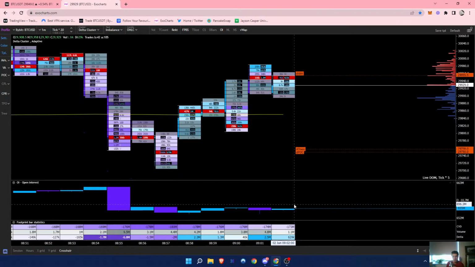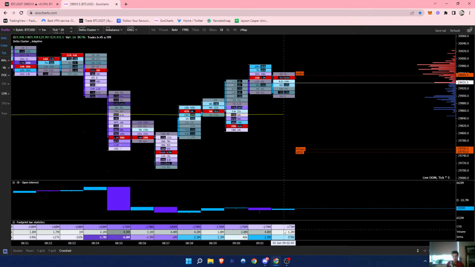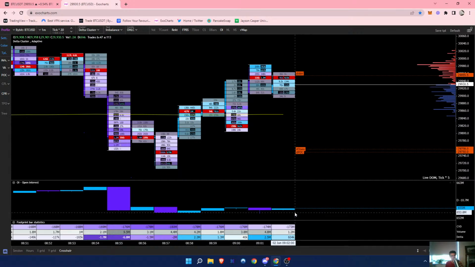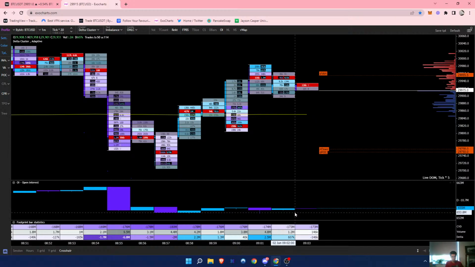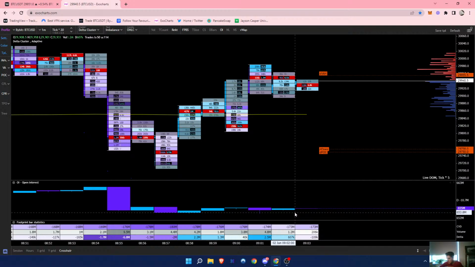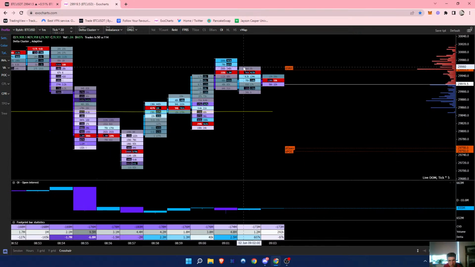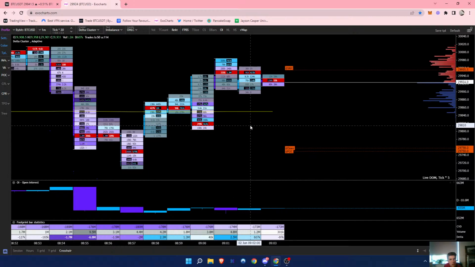Alright, so for this to be a true uptrend, I want to see OI increasing. I want to see some delta coming in, meaning longs coming in. I want to see good volume. Again, there could be a possibility that we are pumping off the daily open, but right now it's just too soon to call.